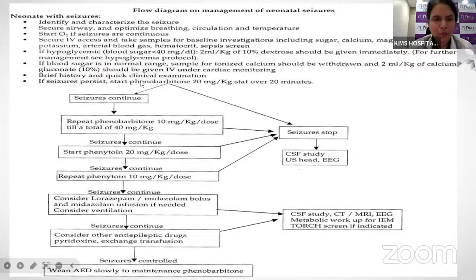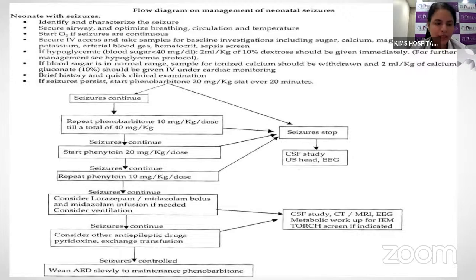So let's go through the pathway of treatment of neonatal seizures. Of course, this is a relatively older pathway taken from the AIIMS protocol. There are some newer algorithms that are also evolving. Now, once one has identified neonatal seizures and characterized the type of seizure, it is important to secure the airway and optimize breathing, circulation, and temperature.